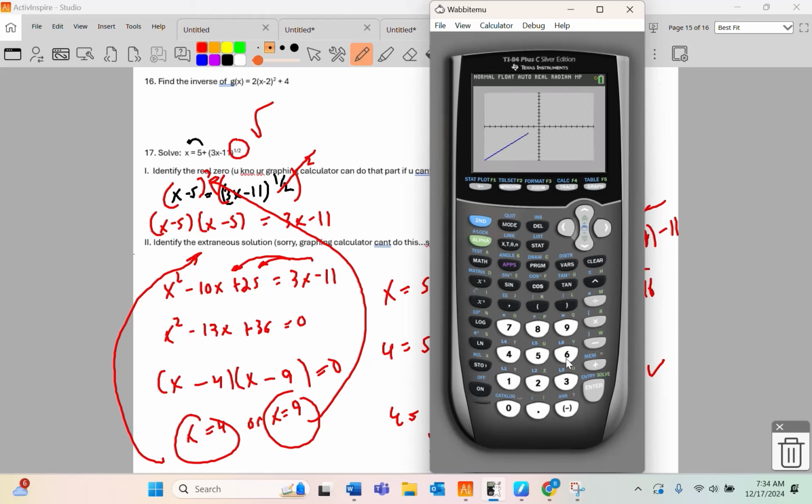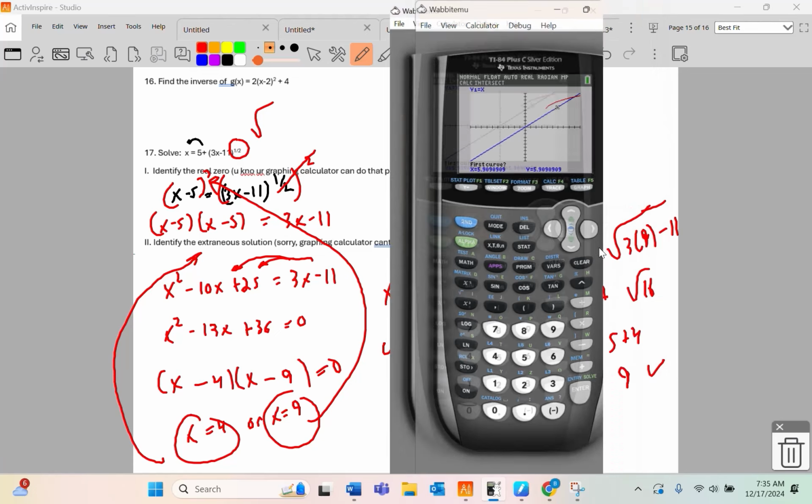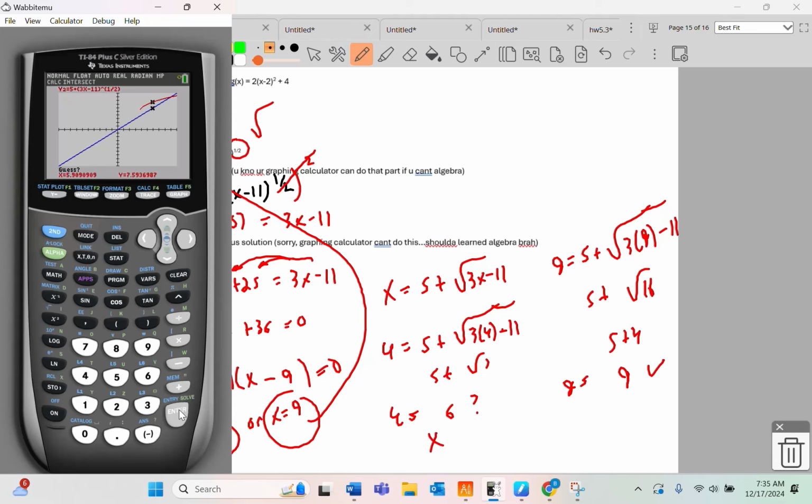Remember, solutions happen where graphs cross paths. So there's an intersection right there. Second trace 5. Enter, enter, enter. It's at 9. Now, remember our extraneous solution was where x was what? 4?